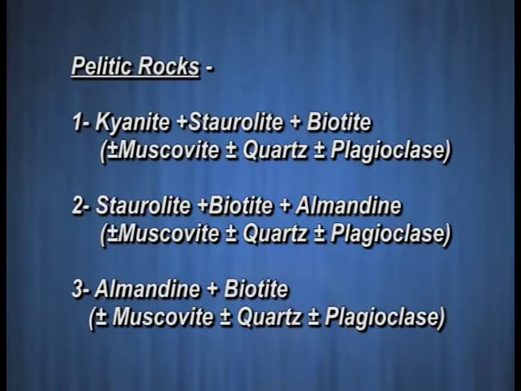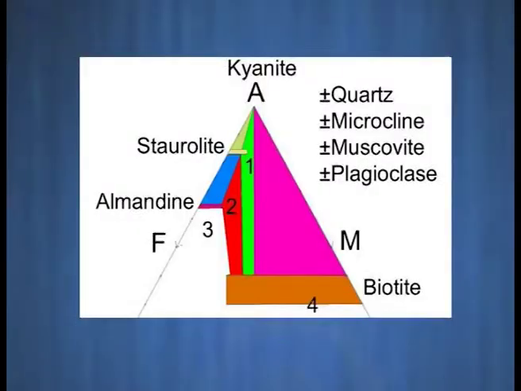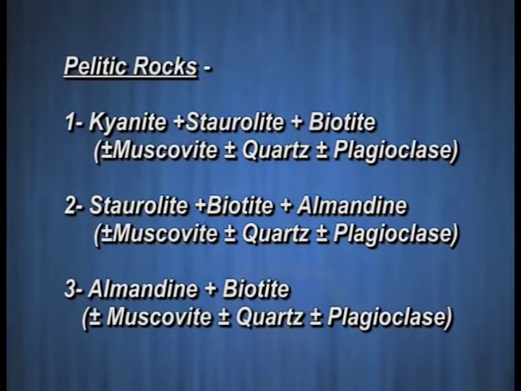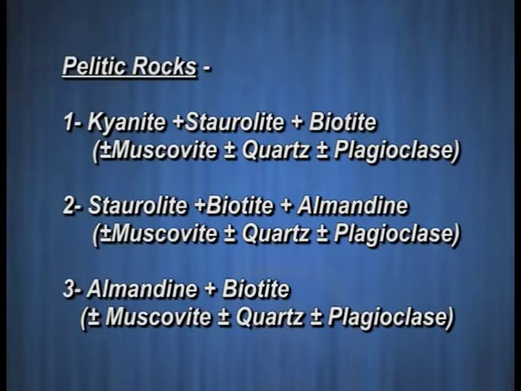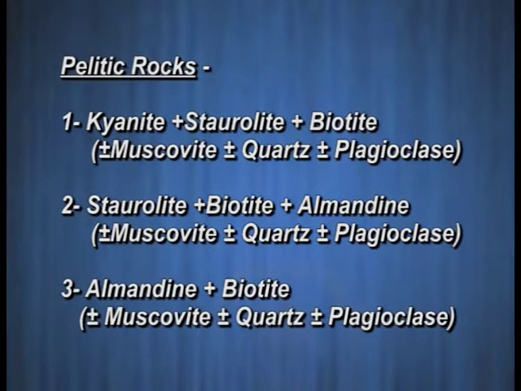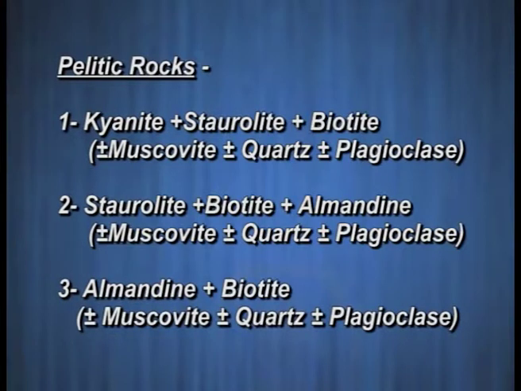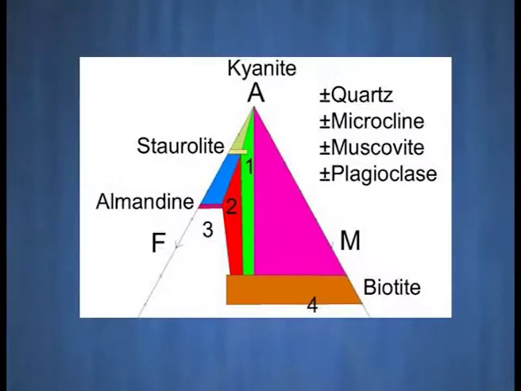The pelitic rocks. The first assemblage is your kyanite plus staurolite plus biotite plus or minus muscovite plus or minus quartz plus or minus plagioclase. The second assemblage is your staurolite plus biotite plus almandine garnet plus or minus muscovite plus or minus quartz plus or minus plagioclase. And the third important assemblage is your almandine plus biotite plus or minus muscovite plus or minus quartz plus or minus plagioclase.